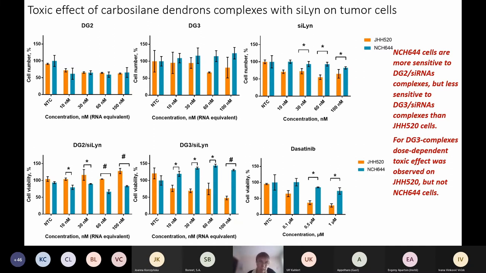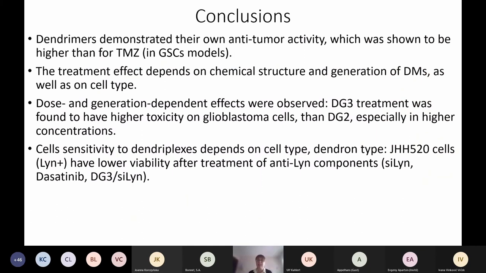So to conclude our results, we can say that in our study, dendrons demonstrated their own anti-tumor activity, and it's really promising that this activity was shown to be higher than that of temozolomide. Then the dose-dependent effect was also observed, and a generation effect. This effect depends on the chemical structure and generation of the dendritic molecule, as well as on cell type. And the expression of the target molecule changes the effect of the complexes.